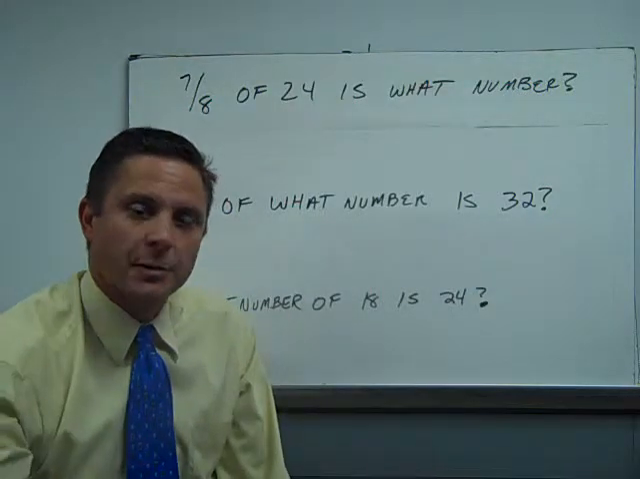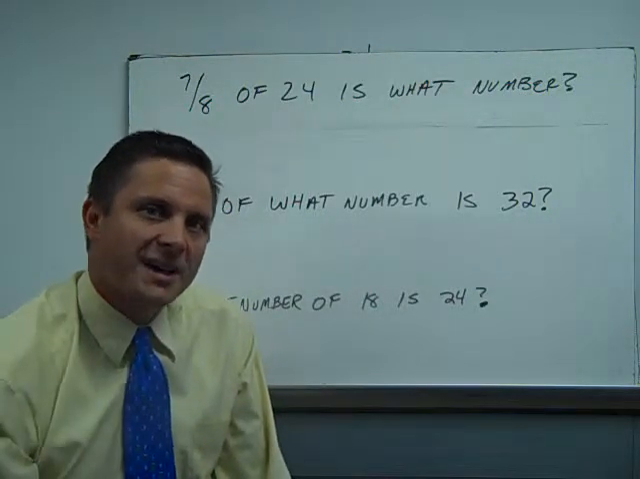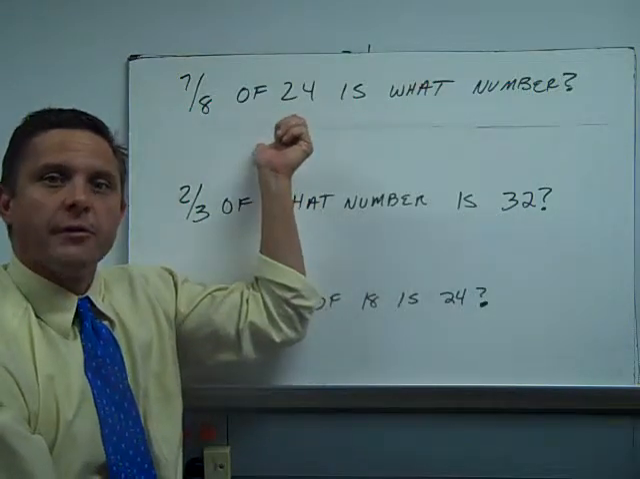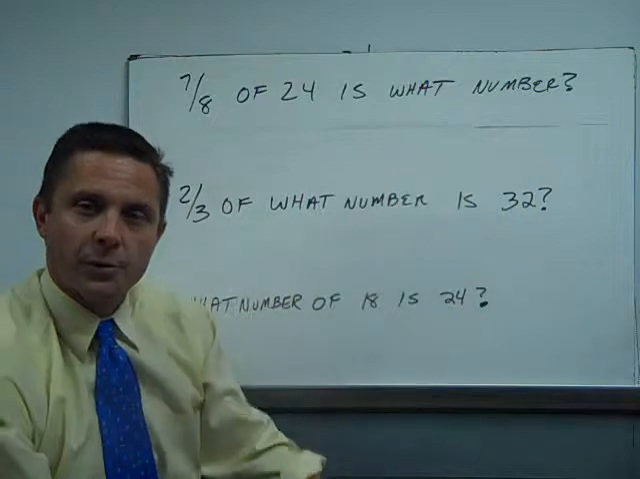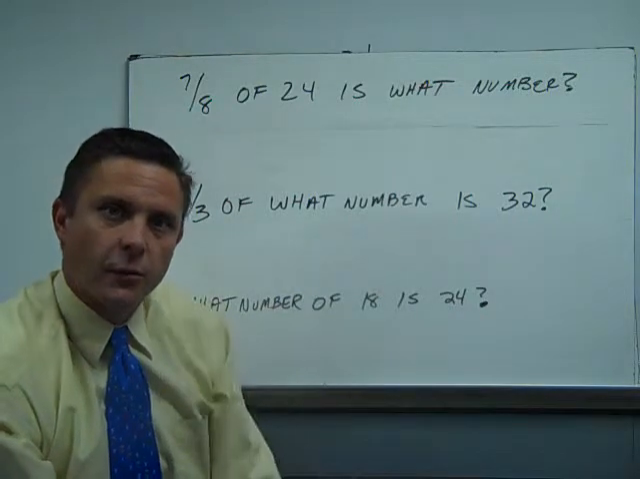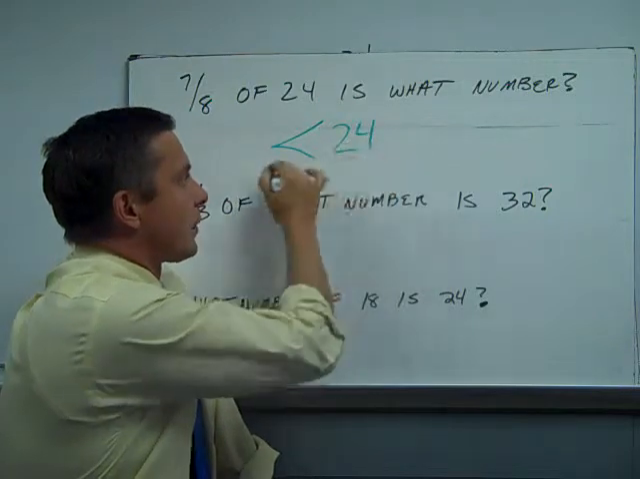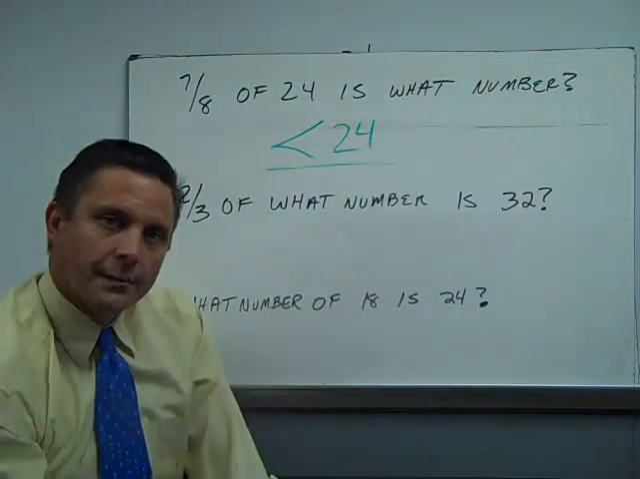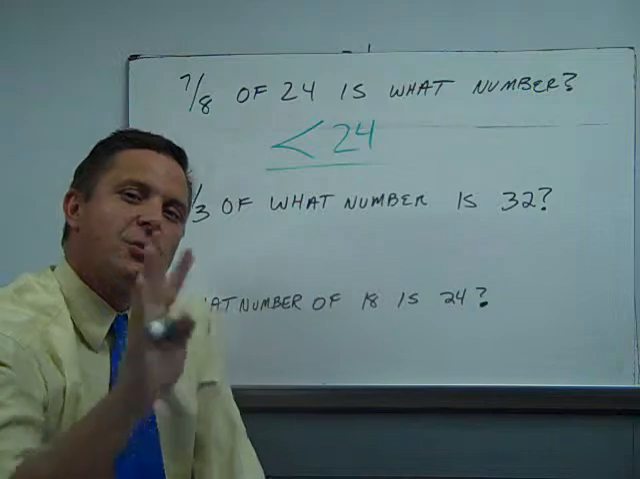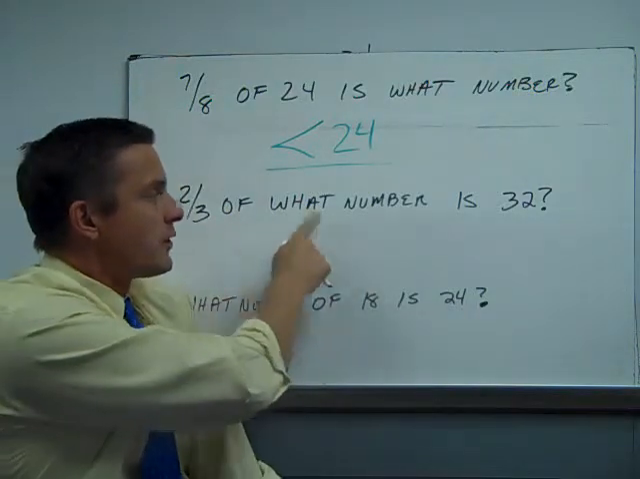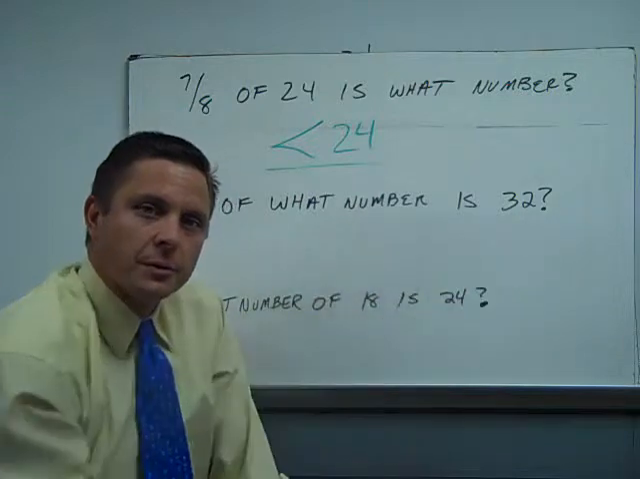So I want to start with the estimate part here and just take a quick guess on these. Part of 7/8 of 24. If it was 1 of 24, 1 times 24, it'd be 24. 7/8 is less, so this has to be less than 24. All right, if I take a look at the next expression and just do the estimate, those are not the answers, just the estimate. 2/3 of a number is 32.